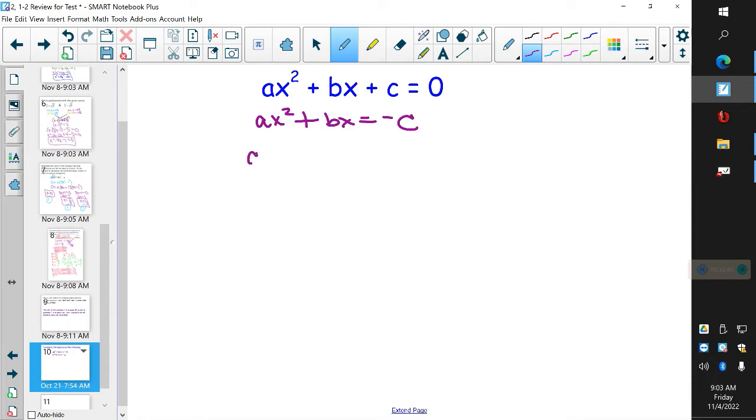Pull out the a. When you pull out the a, what operation are you doing? So a divided by a is a 1x squared. B divided by a is b over a times x is equal to negative c. Then what?